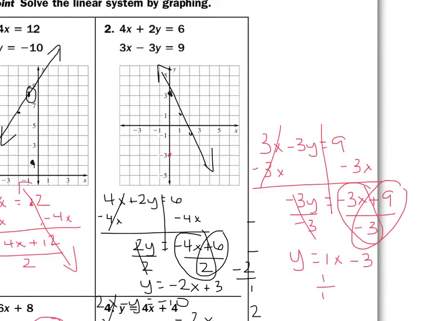So we're going to do 1 over 1 for a rise over a run. So we're going to go up 1 over 1, up 1 over 1. And when it looks like it's going to cross right there, which is the point 2, negative 1. And that is our answer.